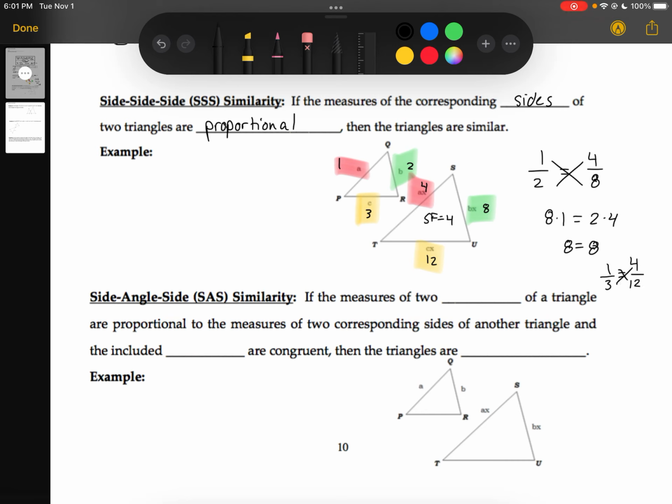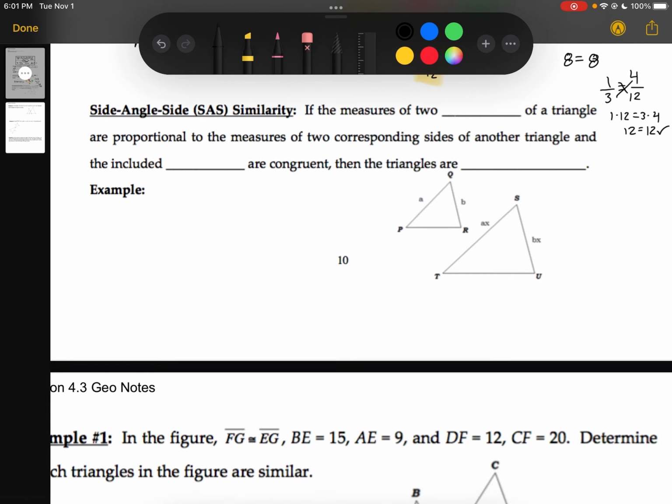So again, cross multiplying: 1 times 12 is equal to 3 times 4, or 12 is equal to 12. So we've proved proportionality for all three sides are matches for proportionality. So if and only if we're able to do that, we can make our similarity statement of P to Q to R, and then of triangle T to S to U.